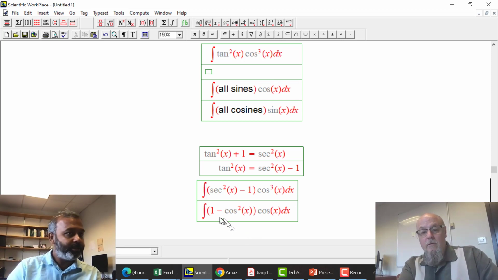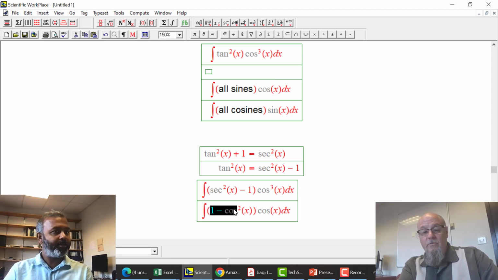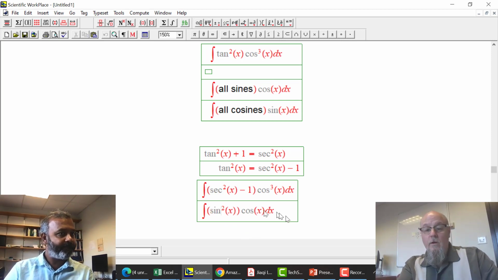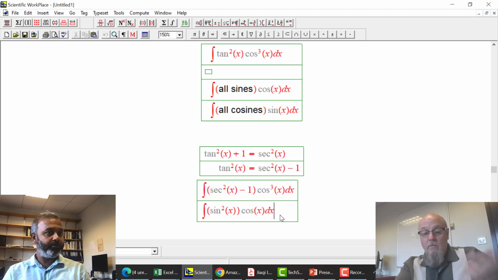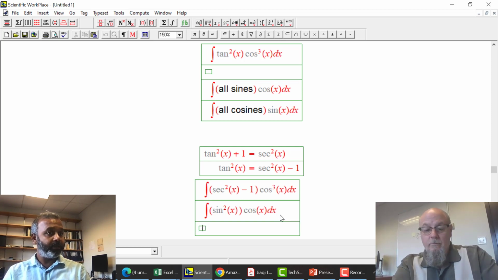Nice. So if I replace that with sine squared, now I've got what I wanted. I've got all sines times cosine. And then we can do u is equal to sine.